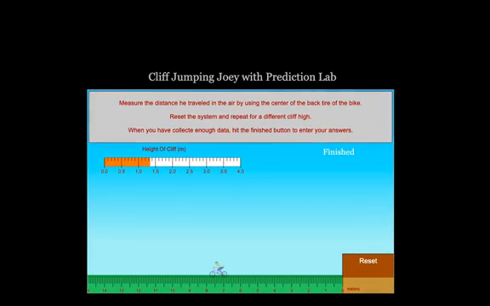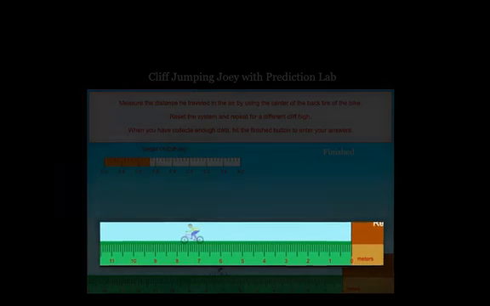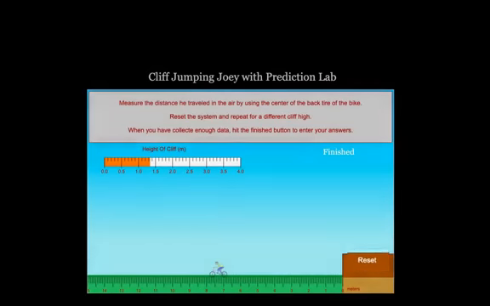To take measurements of the range of the projectile, use the ruler at the bottom of the simulation to measure the distance to the center of the back wheel of the bicycle. To repeat the process, click the Reset text at the bottom right hand of the simulation.